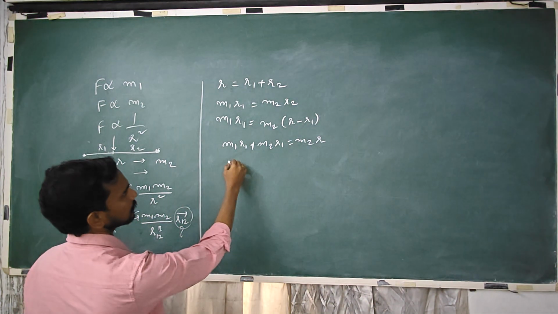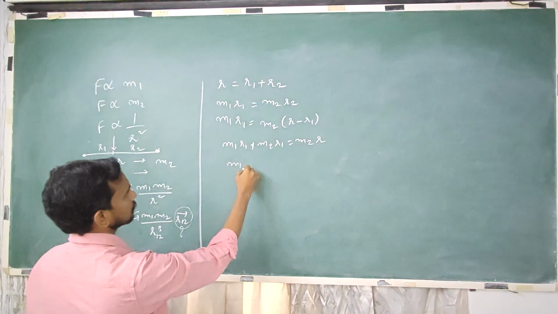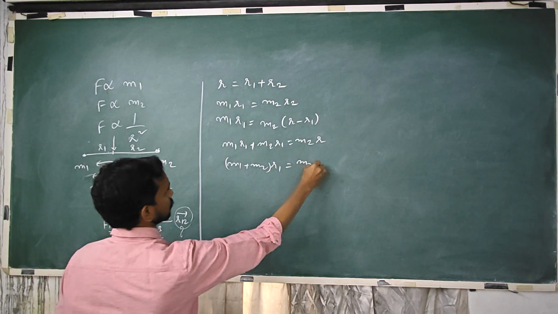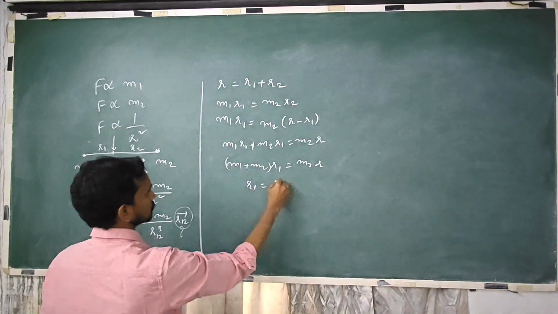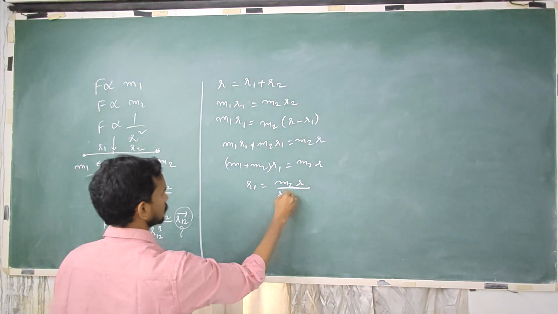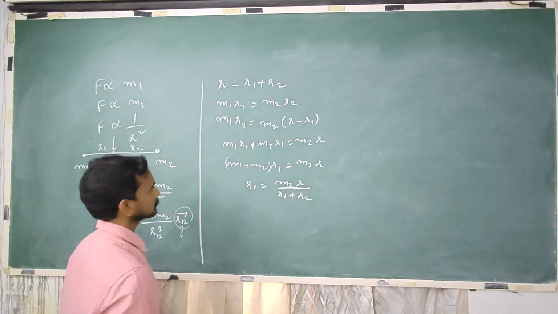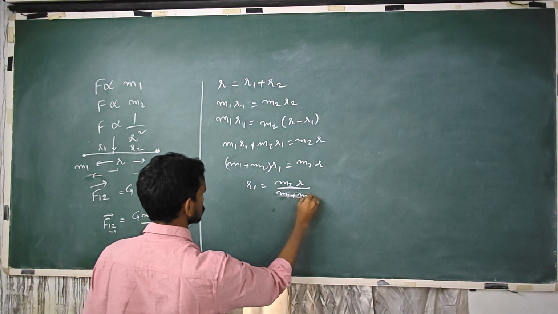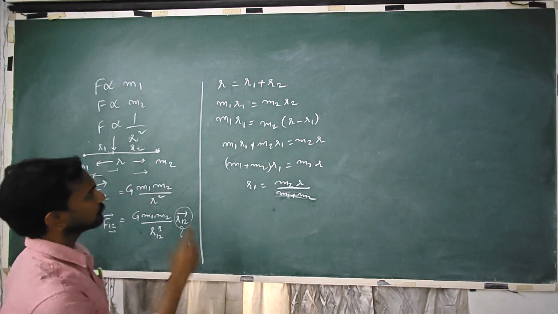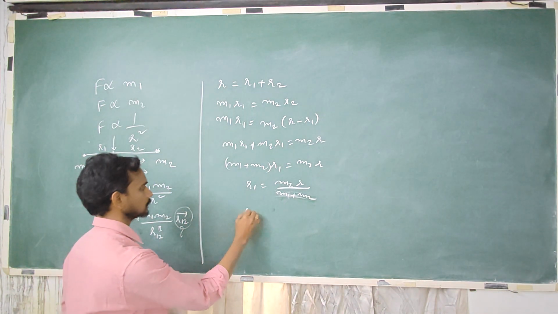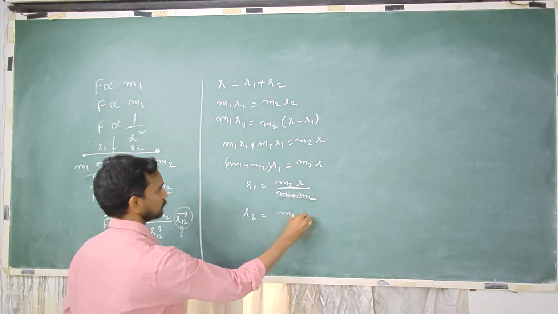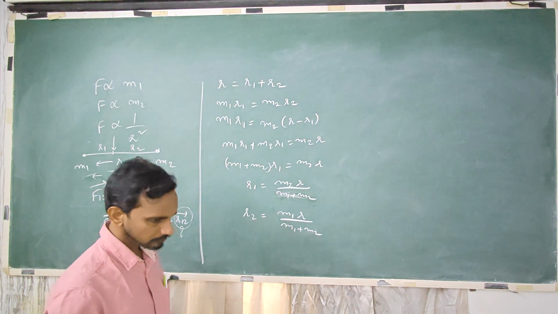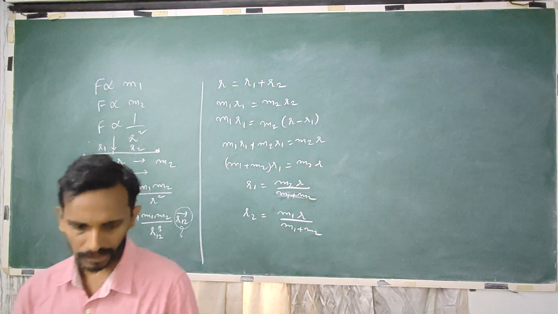So from here, (m1 plus m2) r1 is equal to m2 r, or r1 is equal to m2 r by (m1 plus m2). Same way, if you eliminate r1, we get r2 as m1 r by (m1 plus m2).